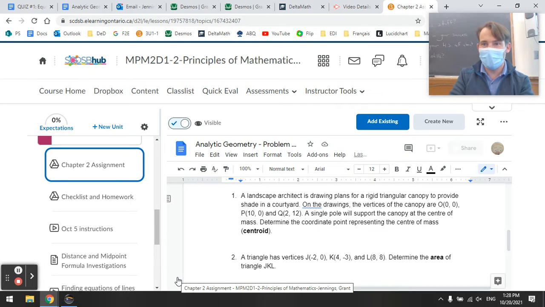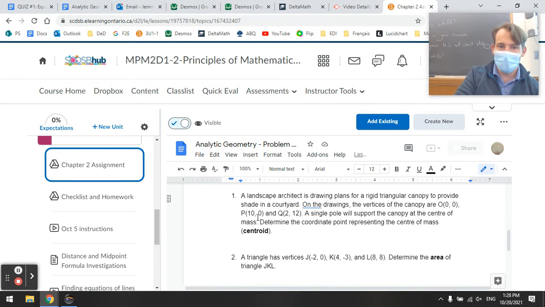Good afternoon, everyone. Welcome to question 1 of the analytic geometry problem set. We've been asked to find the center of mass of this canopy, and it has vertices at (0, 0), (10, 0), and (12, 2, 12). The center of mass would be at the centroid, and so we need to find where that is.